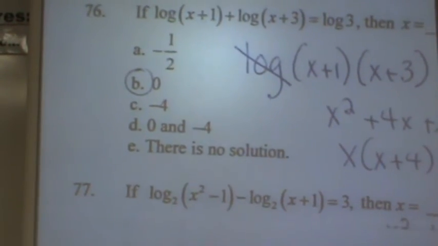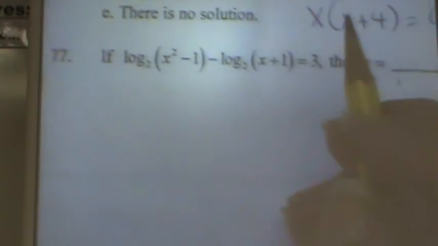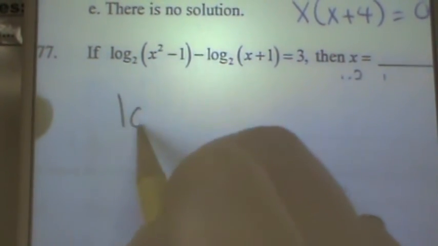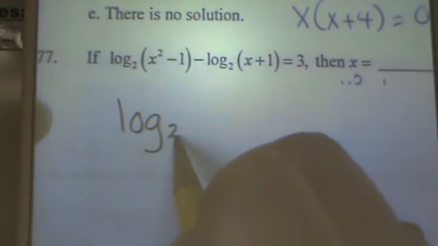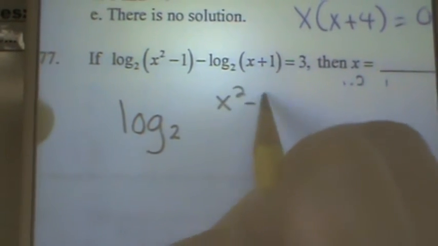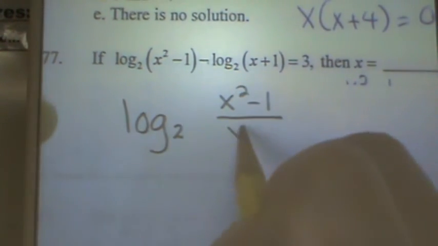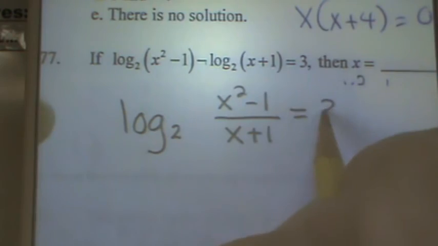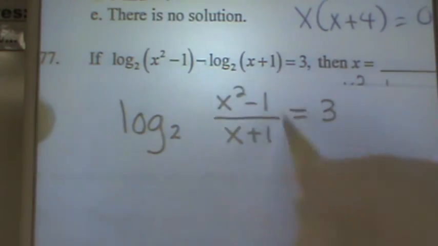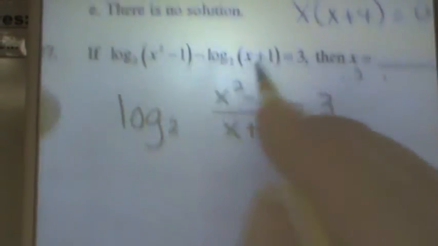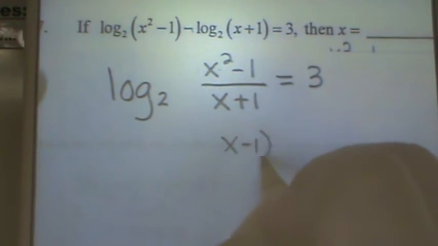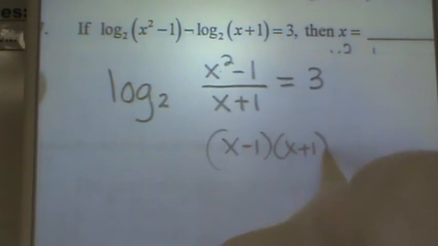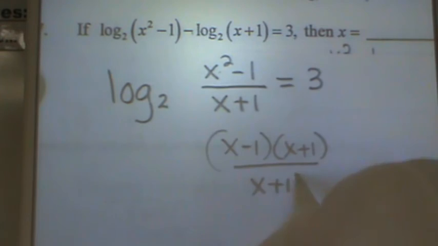77. Again, you're going to condense the left side, but it's a division problem. It's log base 2, x squared minus 1, because it's subtraction, x plus 1. Now, I know that I can factor this numerator. This is x minus 1 times x plus 1. It's the difference of two perfect squares.